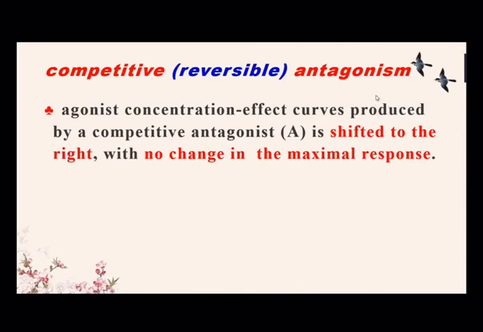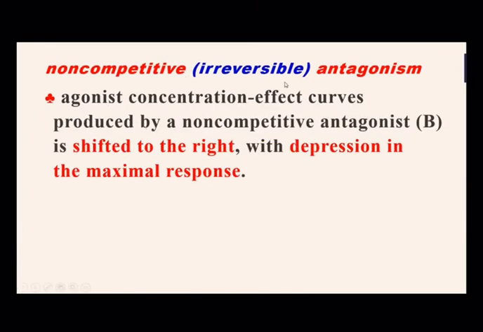Competitive antagonists have two characteristics. One, the agonist concentration effect curve produced by a competitive antagonist is shifted to the right. Two, with no change in maximal response. Non-competitive antagonists also have two characteristics. One, the agonist concentration effect curve produced by a non-competitive antagonist is shifted to the right. Two, with depression in the maximal response.